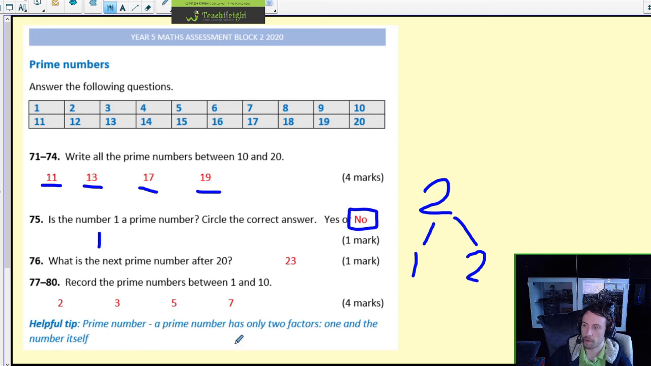What's the next prime number after 20? It's not 21, it's not 22, but it is 23. And again, just simply going through in order and just thinking about it, can I find anything that divides by, is often the way to get there.